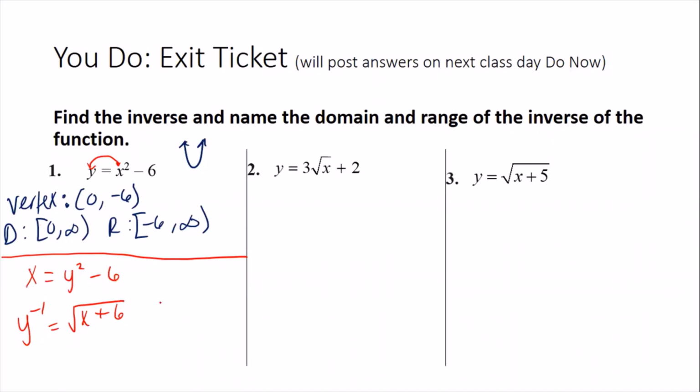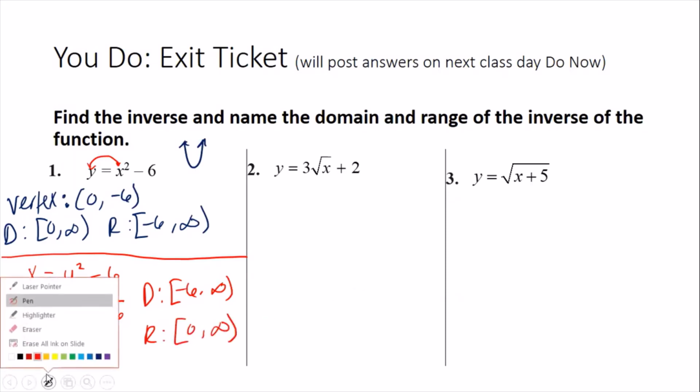So that this is a function, we're going to have restrictions, and our domain and our range are based off of our original. So the domain here comes from the range of the original, which is -6 to infinity. And our range here comes from the original, which was a restricted domain of 0 to infinity. Now pause, and you're going to try to do number 2.